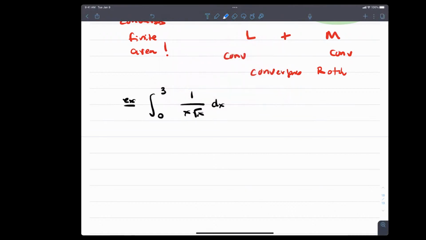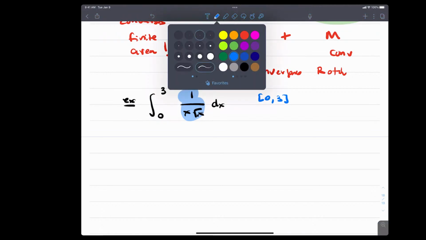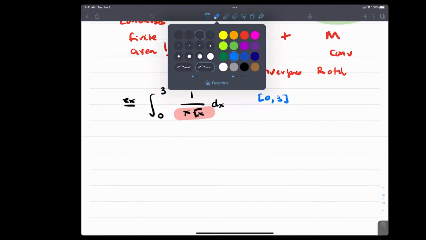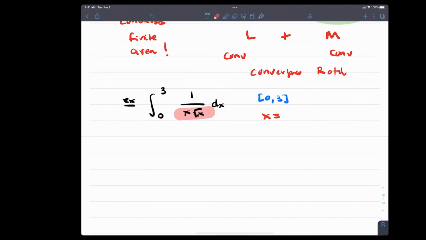So look at this function. They give you a closed interval from 0 to 3. Right? They give you that. Where is this function discontinuous? Because they're going to give you examples that are discontinuous. This is discontinuous where? Do you guys remember? Where is your denominator equal to 0? X is 0.